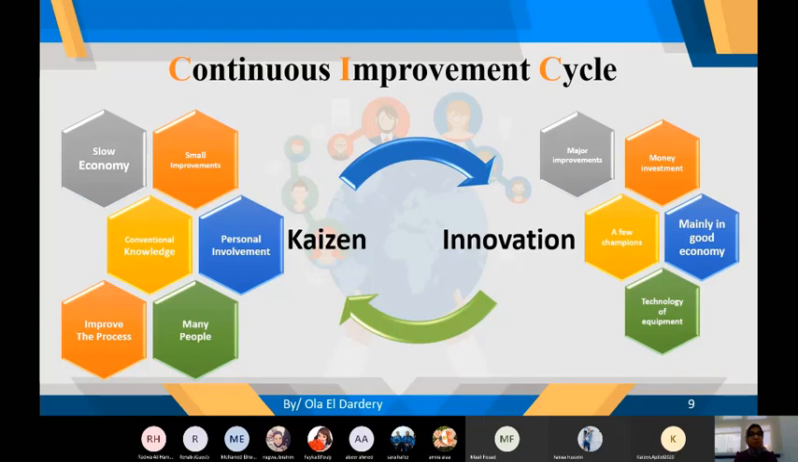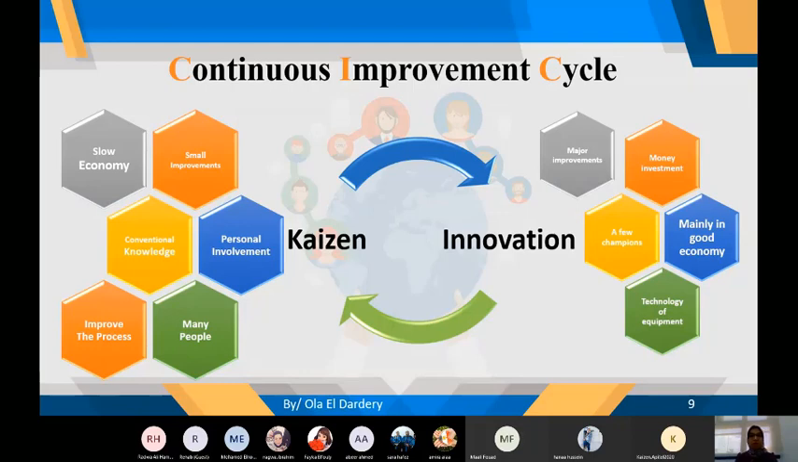Well, it's mainly working when the economy status is good. We cannot have a small economy trying to make innovations every now and then because of the financial investment issue. So Kaizen works better in small economies. However, it's used in big economies too. But innovation is mainly in big economies where we can invest lots of money, and as well in technology and equipment. So if we're talking about a small economy, Kaizen will be the answer.